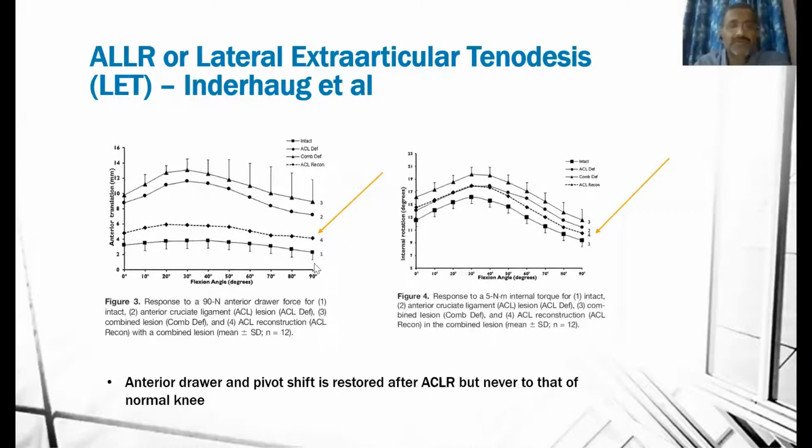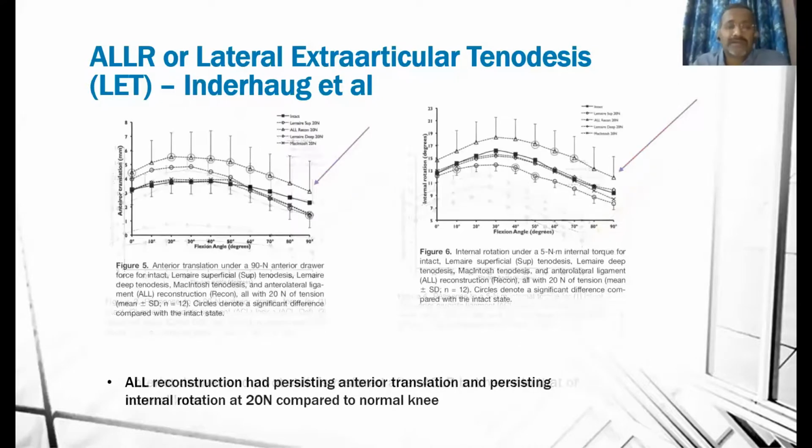So they found that the anterior drawer and pivot shift are restored after ACL reconstruction, but never come to the normal knee. Even if you do an ACL reconstruction, it never comes to the normal knee. This is the anterior drawer, and this is the pivot shift. And with ALL reconstruction, again there is a persistent anterior translation and persisting internal rotation, similar to the ACL reconstruction.